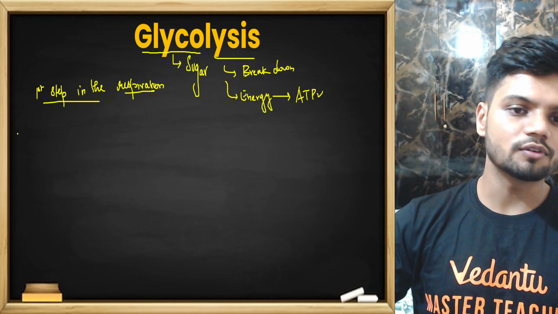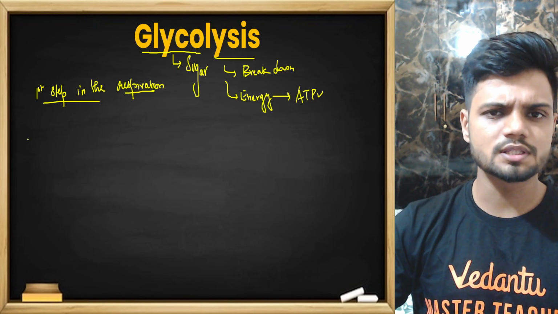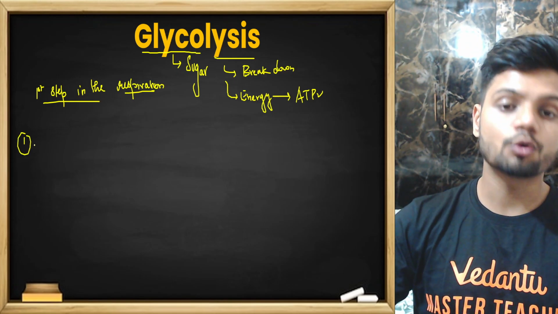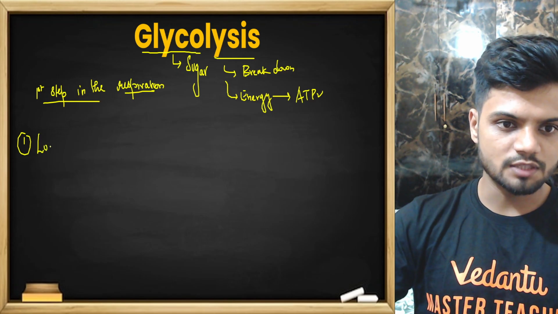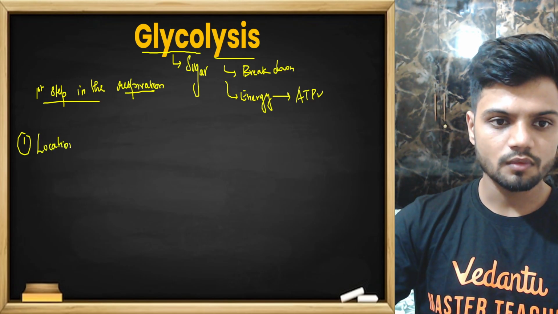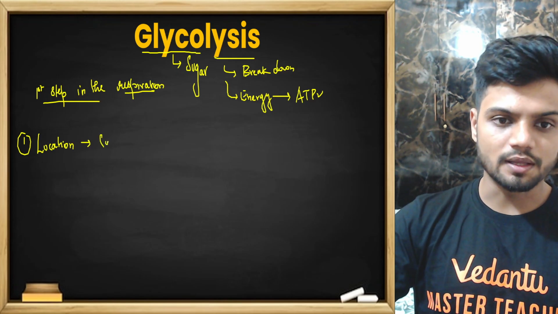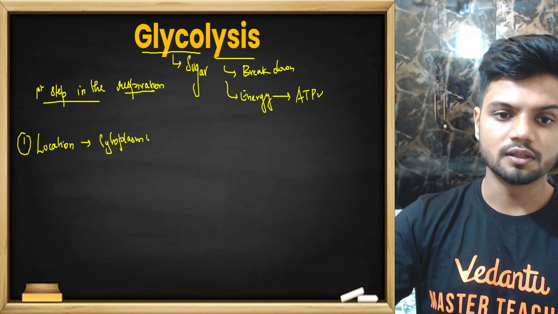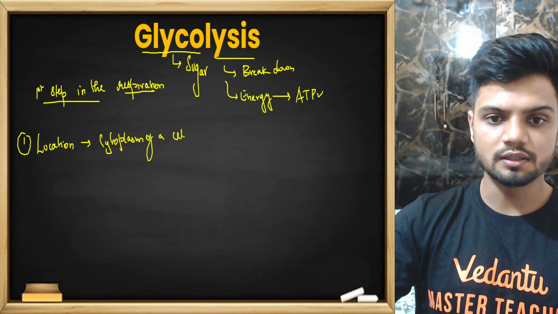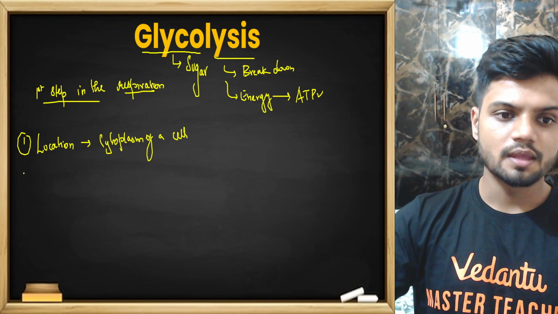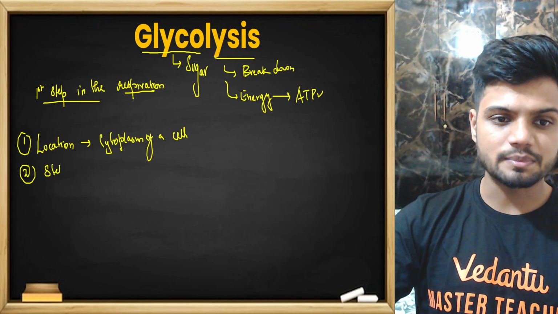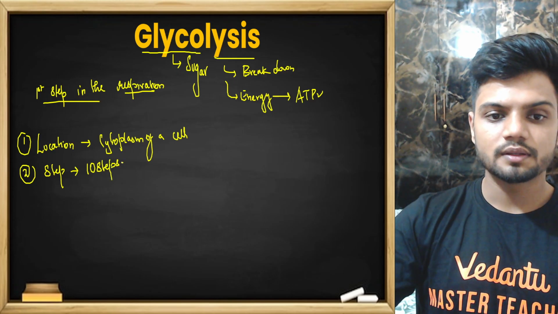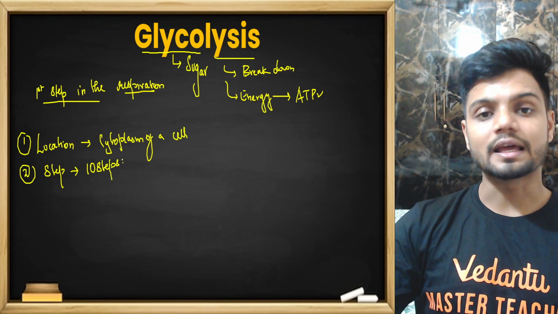Now, students, understand a few things about glycolysis before we start. There are a few things which you need to understand. The first main point is the location of glycolysis. Glycolysis takes place in the cytoplasm of a cell. That is the location of glycolysis. The second point is the number of steps. There are in total 10 steps in the entire glycolysis.